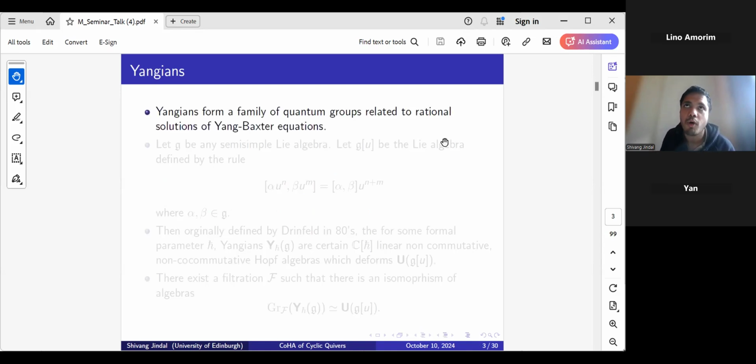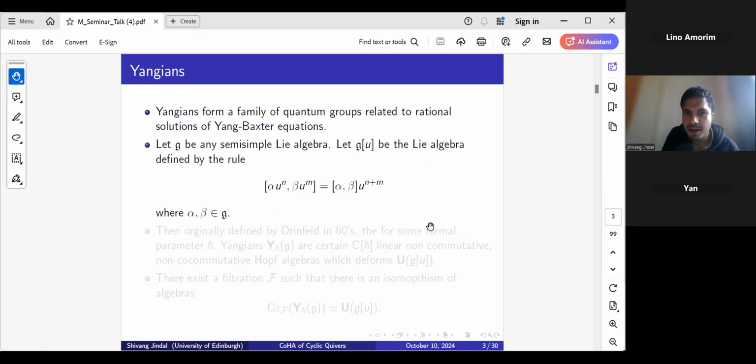Yangians are certain quantum groups, certain algebras which appear when someone tries to find rational solutions to Yang-Baxter equations. What does this mean? If you take any semi-simple Lie algebra g, you can adjoin a variable u and form the polynomial Lie algebra with coefficients in g. This Lie algebra is defined by the Lie bracket where you have a general element of g with some power of u, and another element of g with a power of u, and the commutator is the Lie bracket in g times the sum of the powers of u. This is the Lie algebra g[u].